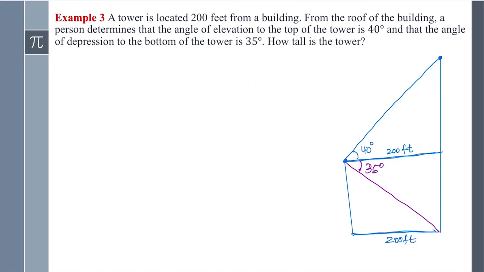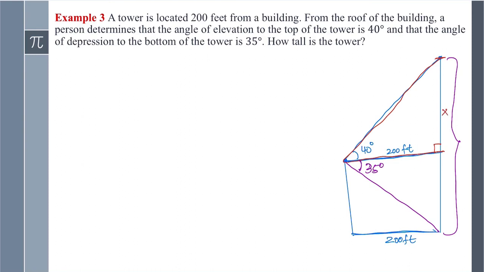Okay. Now, how tall is the tower? So we need to find the height of the tower. So what I'm going to do here is say we have two right triangles here. I'm going to use this top right triangle, this right angle here, and find this height from here to here. Let's say that is x.